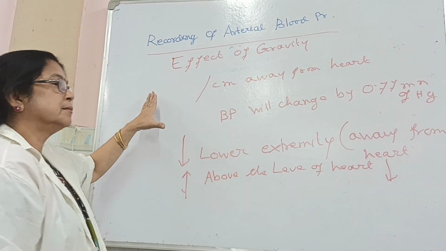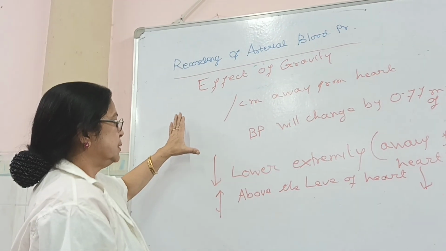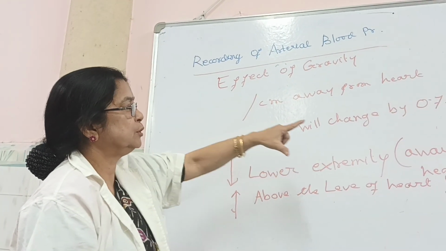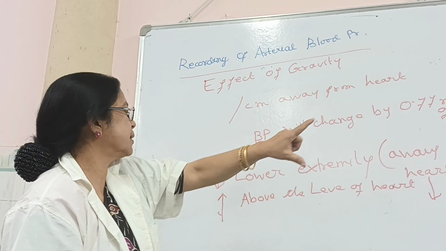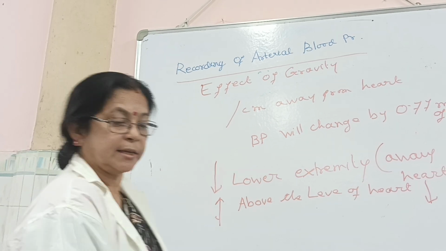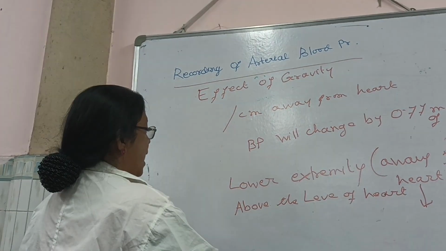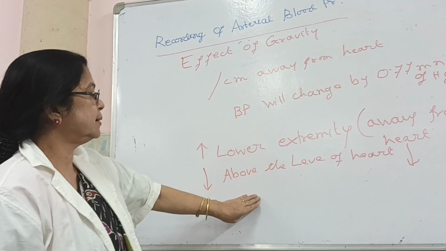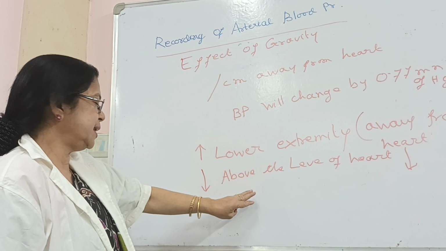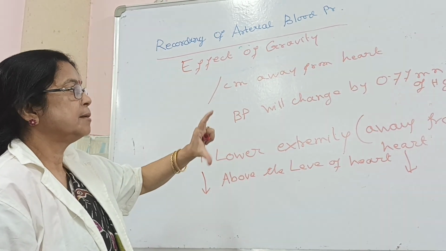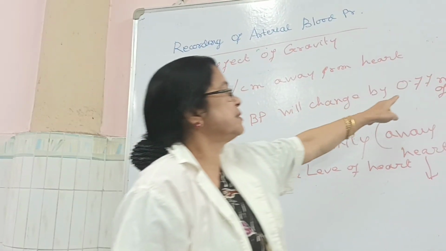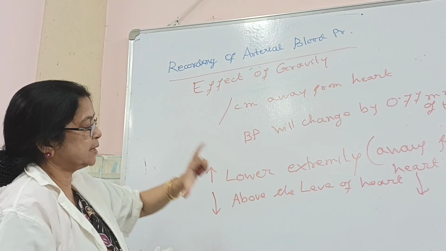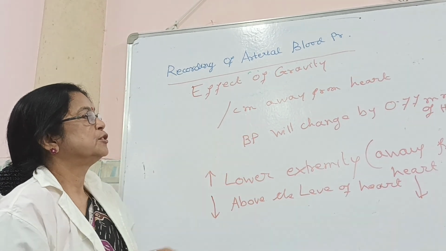Suppose the blood pressure of the subject is 120 systolic, or mean arterial blood pressure something like 93. Then the blood pressure per centimeter away from the heart is multiplied by 0.77 millimeter of mercury. Above the level of the heart, it will decrease, and in case of lower extremity, it will increase. So mean arterial pressure of 93 minus centimeters multiplied by 0.77 millimeter of mercury.